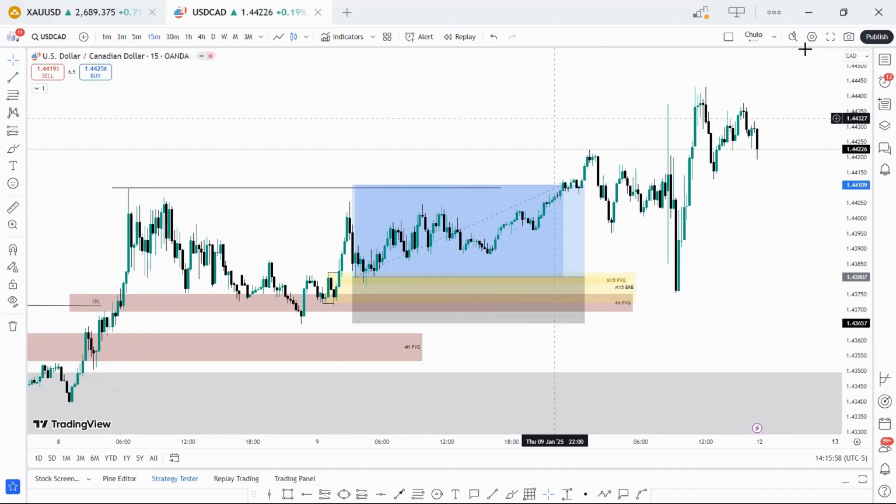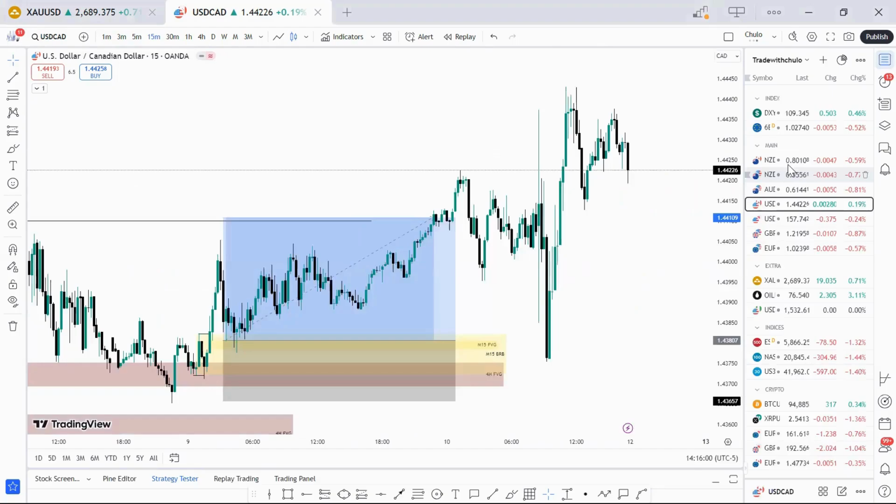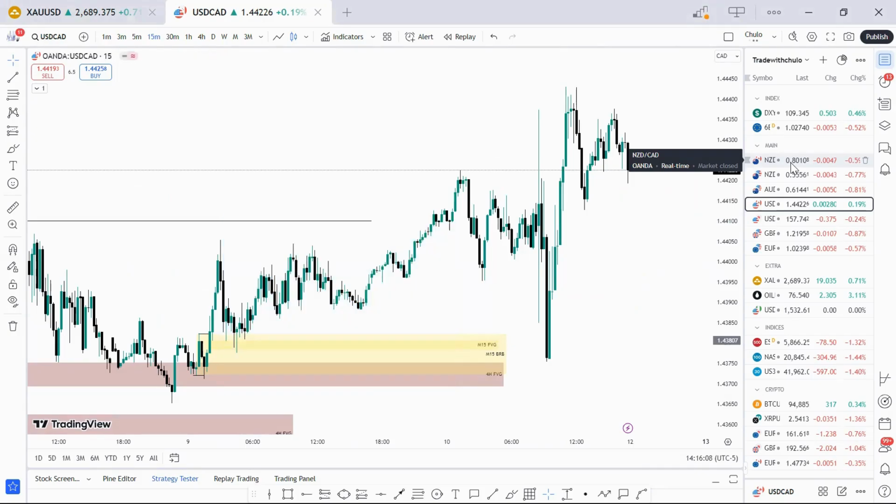Okay, so let's now go over to the pairs I'm looking at for this week, where from what I'm seeing, price is actually going to respect our technical analysis. I have NZDCAD, I have NZDUSD, and I have AUDUSD.